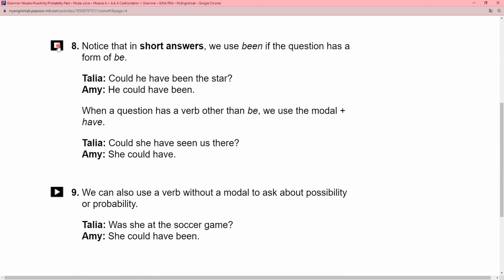Notice that in short answers, we use been if the question has a form of be. Could he have been the star? He could have been. When a question has a verb other than be, we use the modal plus have. Could she have seen us there? She could have.